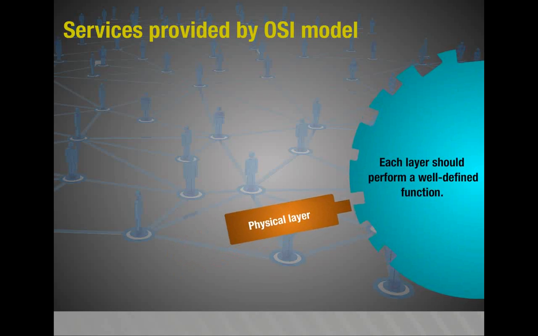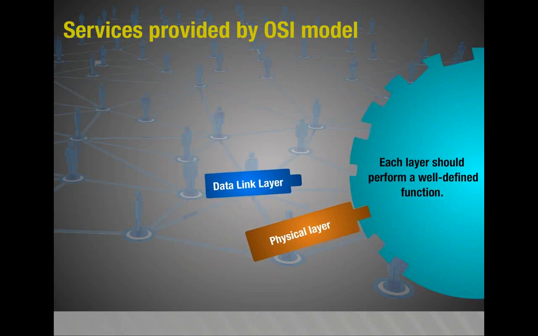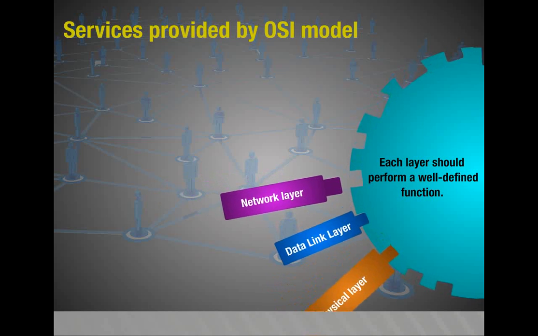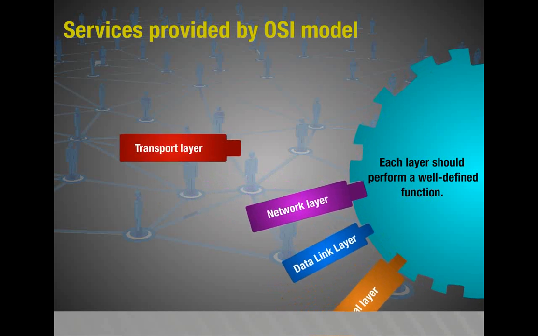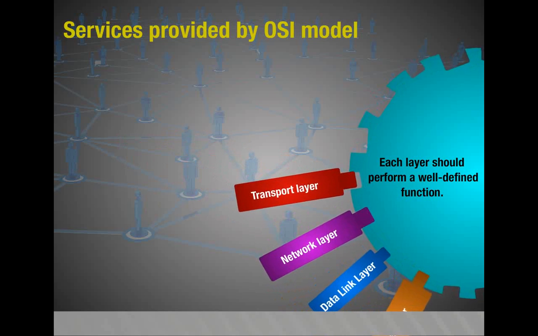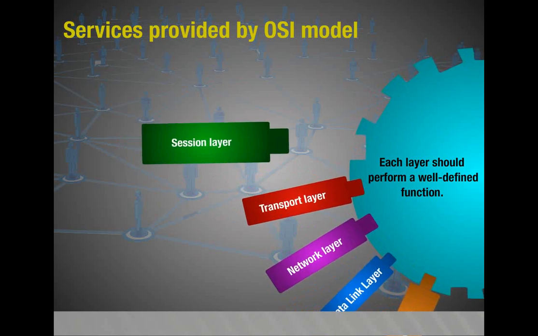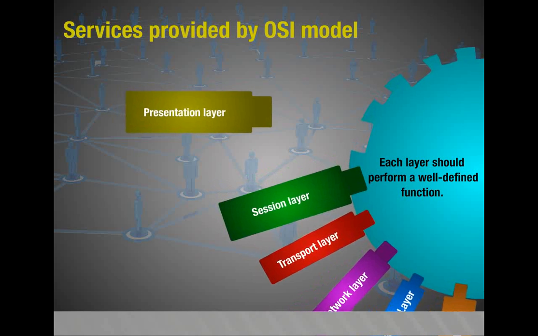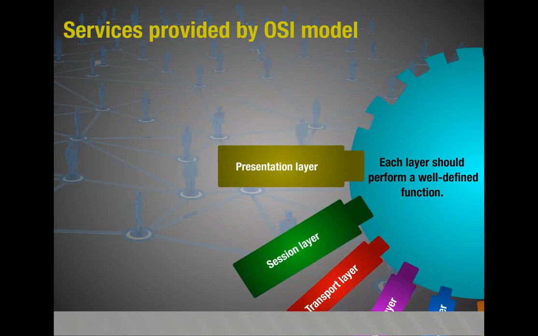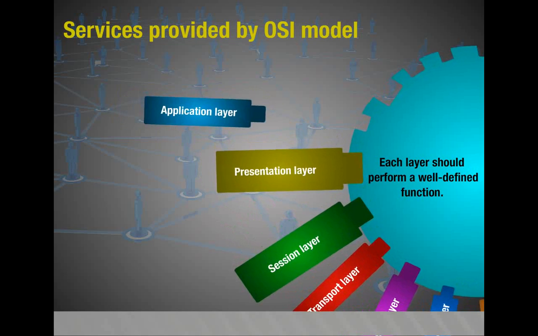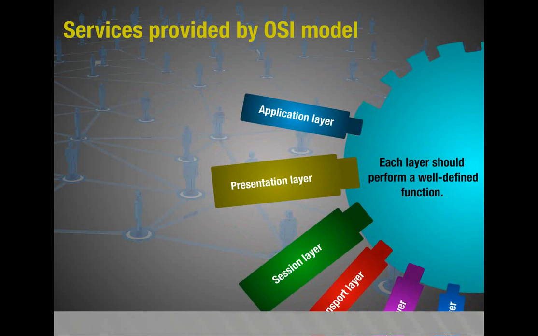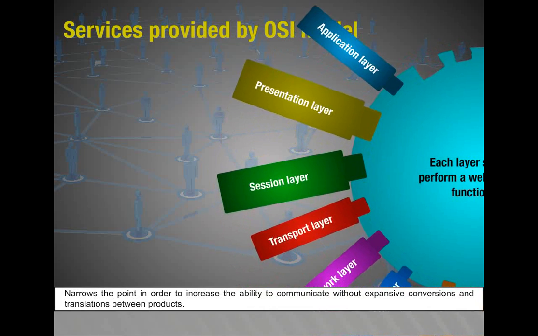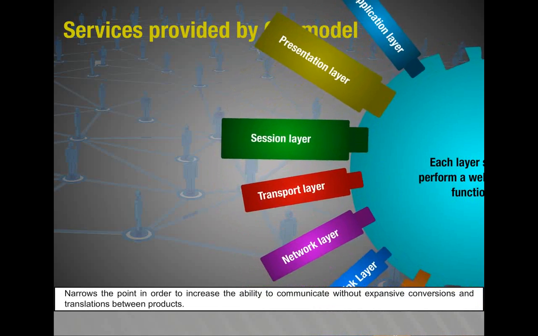Physical layer, data link layer, network layer, transport layer, session layer, presentation layer, application layer. Narrows the point in order to increase the ability to communicate without expansive conversions and translations between products.